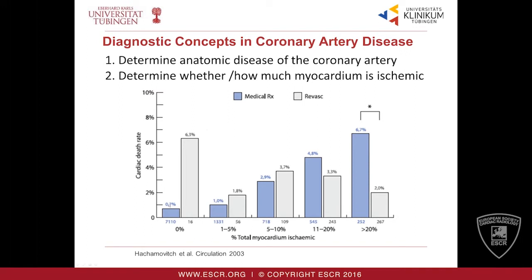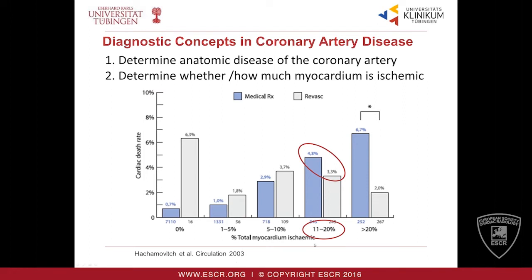This becomes very obvious. This looks complicated, but this slide is not complicated. It just tells you that if you compare medical therapy with revascularization, depending on the amount of myocardium that is ischemic, it's not a good idea to do a revascularization if only small amounts of your myocardium are ischemic, because then the people in the revascularization group have even a higher cardiac death rate than the guys in the medical therapy group who have very low cardiac death rates.